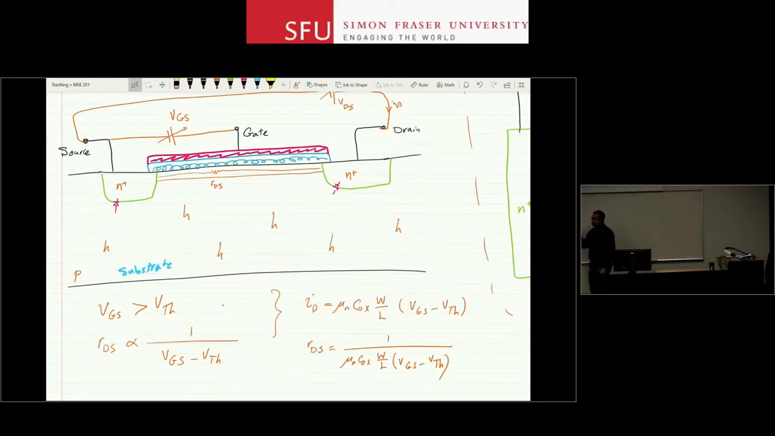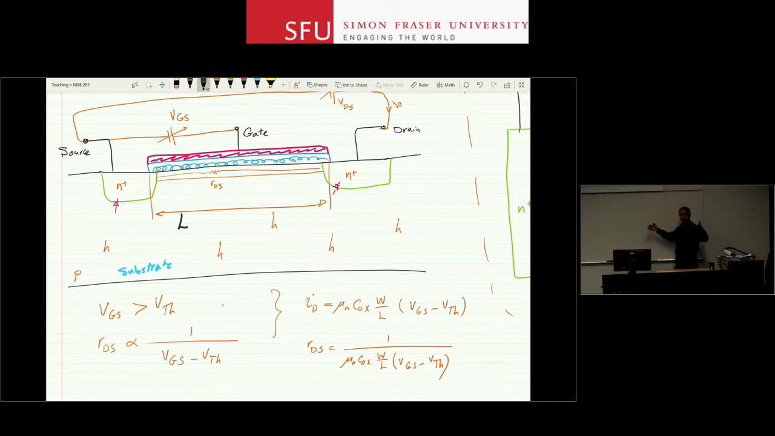But what are those mu n, C oxide, W, L, what are those parameters here? Well, L is the length of this channel. Now, we have this narrow region from drain to source, extending from drain to source, where you have the current. I call that a channel. So L is the length of that channel. So this dimension is L, the length of the channel.